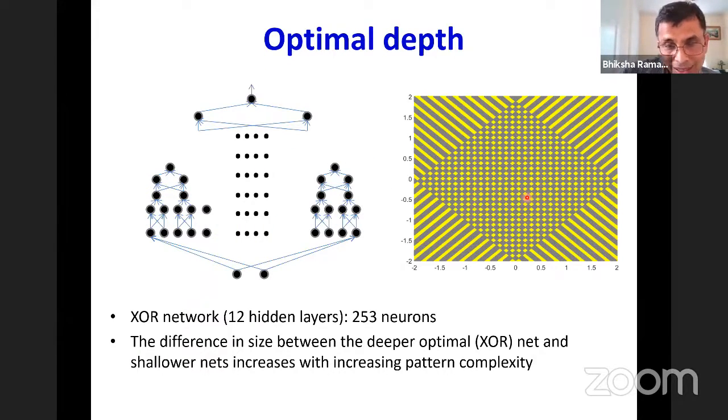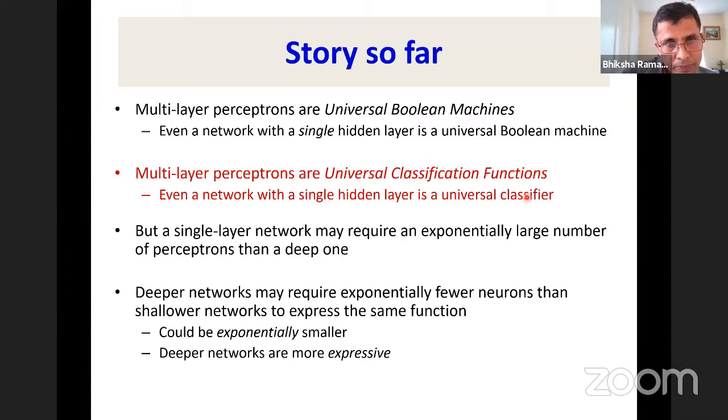On the other hand, this is just an XOR over the 64 lines. So if I compose an XOR network with 12 hidden layers, this can be done using only 253 neurons. So as the pattern becomes more complex, even in 2 dimensions, the difference between the shallow network and the deep network will increase rapidly, exponentially.